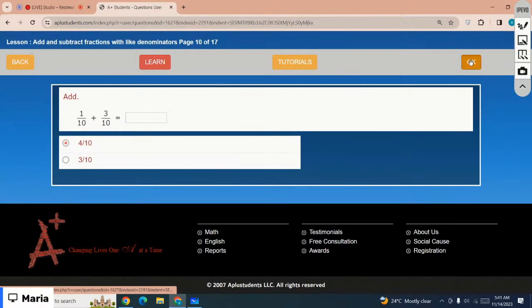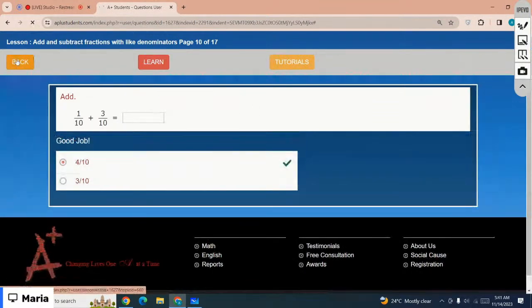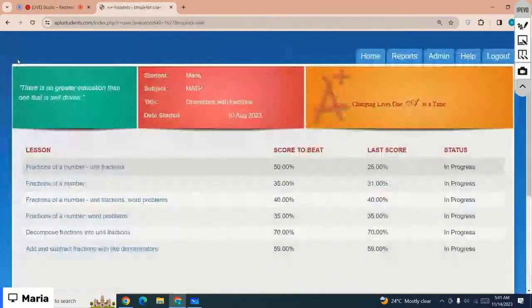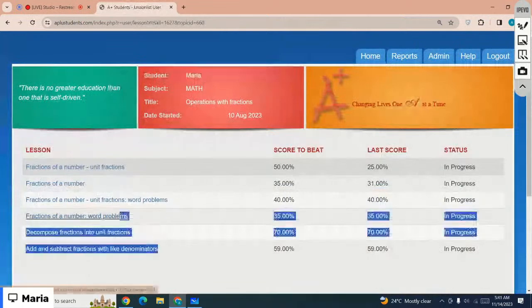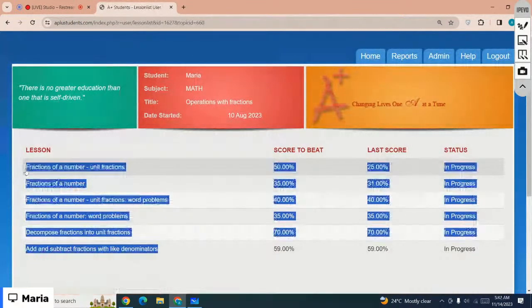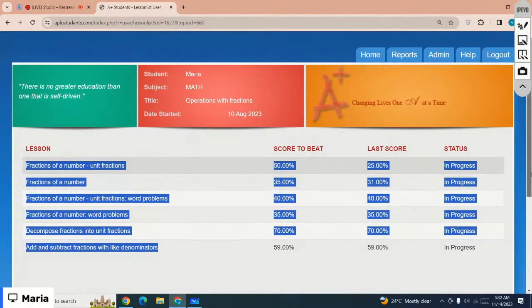Okay, you can complete the lesson by yourself later today. So we were working on grade 3 math. The chapter we were working on is operations with fractions. The lessons we covered today are fractions of a number, unit fractions, and decomposing fractions into unit fractions and adding and subtracting fractions with like denominators. Fractions of a number word problems and unit fraction word problems you have to do on your own. Please make sure before the next session you complete all the practice questions for the lessons we did today.